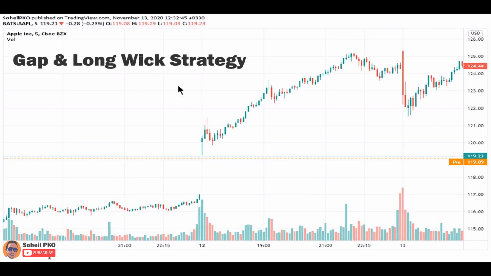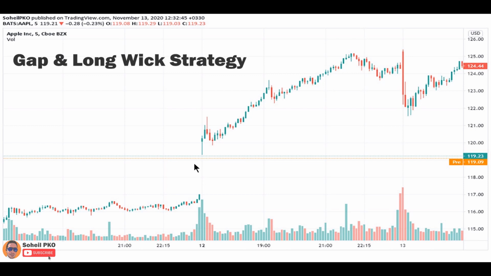Gap and long wick strategy. In this strategy we have a gap. Ideally it's better to be a large gap. And after that, we have a candle with long shadows, which is naturally bullish or bearish depending on the direction of the gap. This condition is more common in the opening hours of the market, and the strategy works pretty well in those times when we have a major gap up or down.